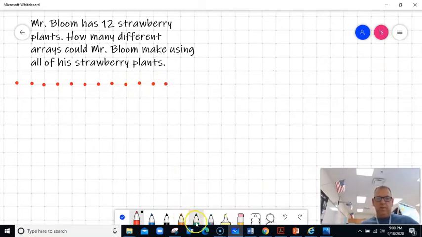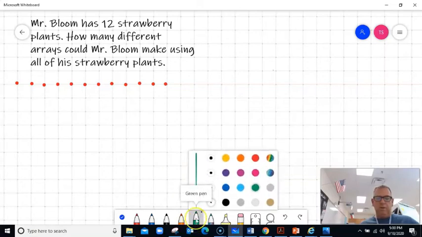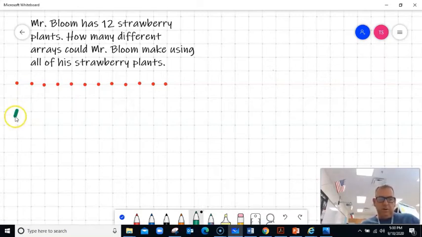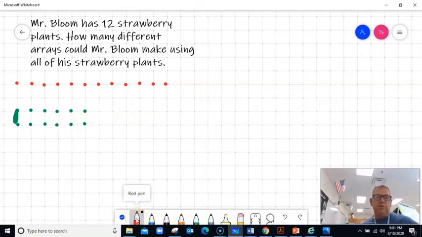Let's make the next set green, just so we don't get confused. And I know 12 is an even number, so I'm pretty sure I could make 2 rows. We'll give that a shot. So that's 1, 2, 3, 4, 5, 6, 7, 8, 9, 10, 11, 12. Okay, so go back to red. That worked out. We did 2 rows.